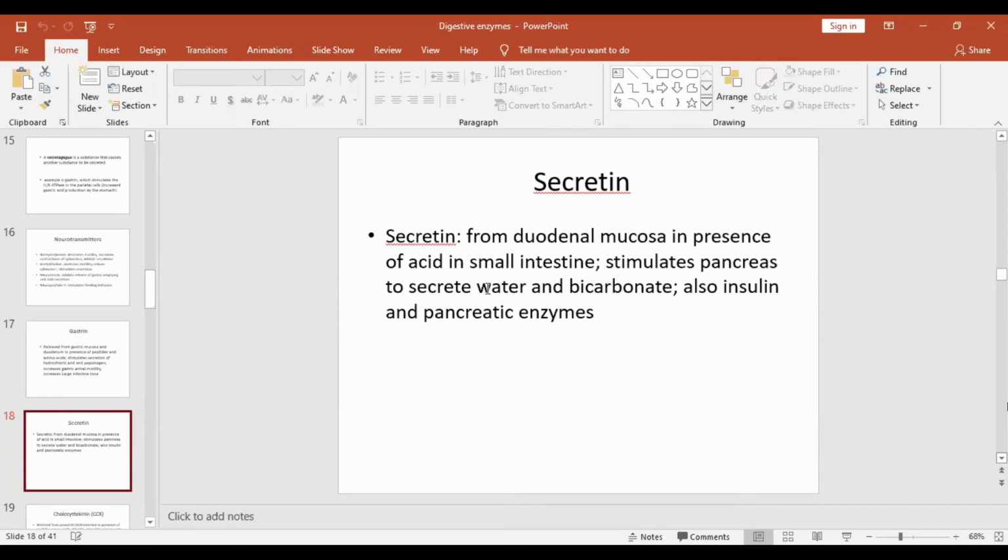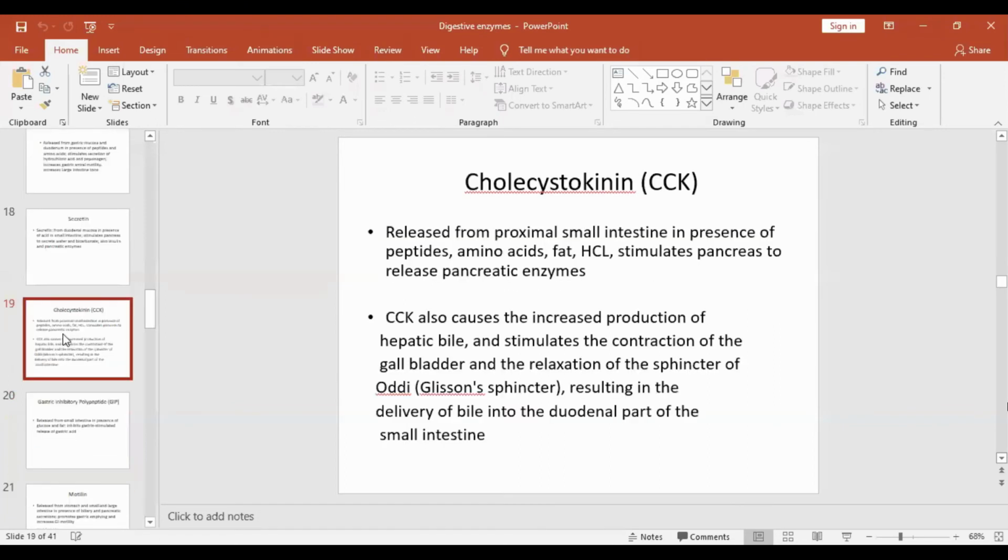And secretin also helps with the secretion of insulin and other pancreatic enzymes. Cholecystokinin, CCK for short, is released from the proximal small intestine in the presence of peptides, amino acids, and fatty acids, and it stimulates the pancreas to release pancreatic enzymes.